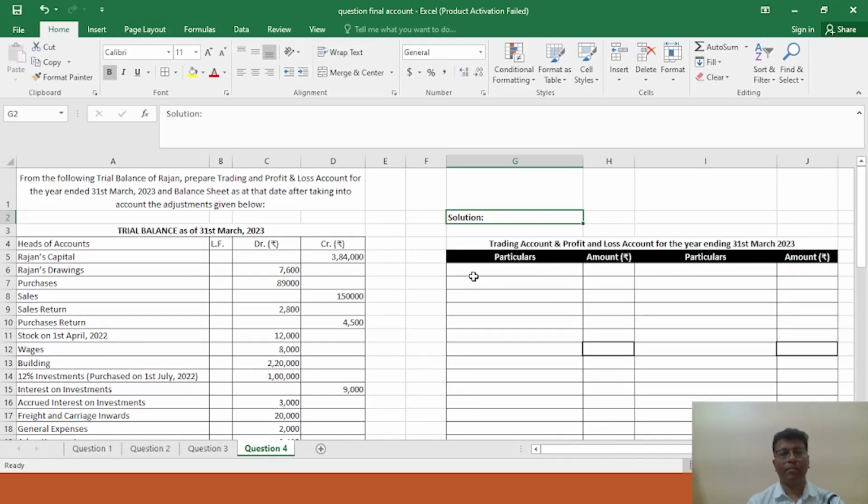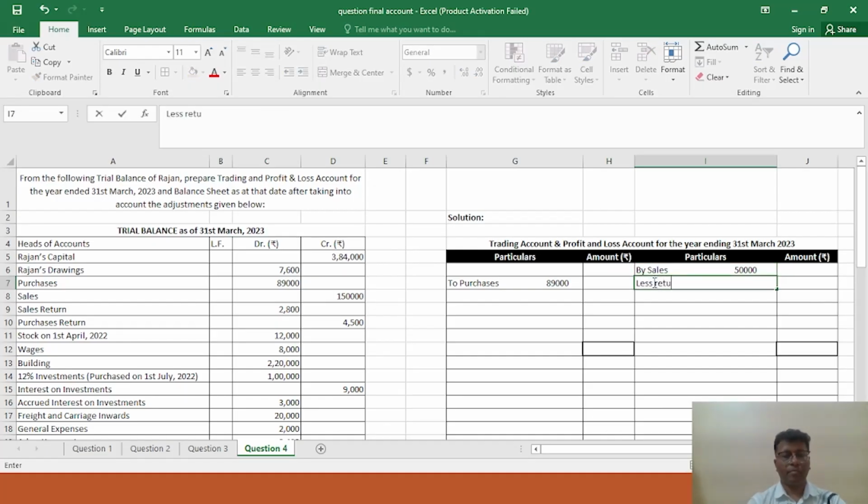Purchases 89,000. Sales 1,50,000. Sales return 2,800. Right, 47,800 is the balance, and purchase return 4,500.